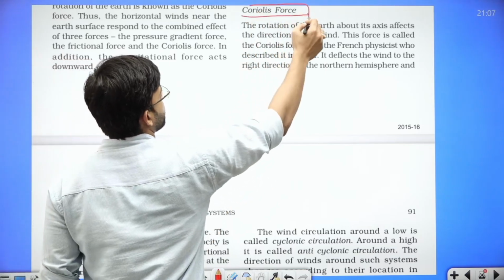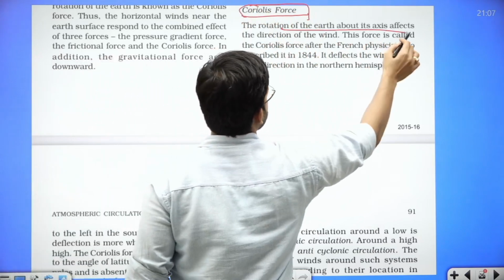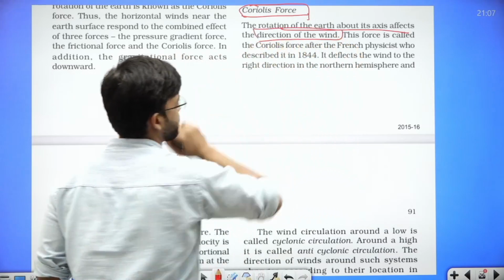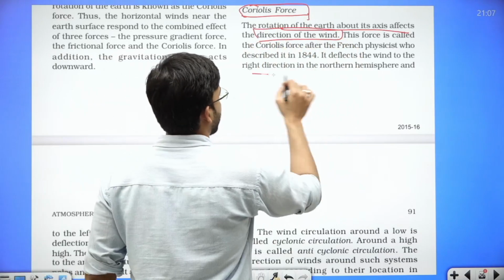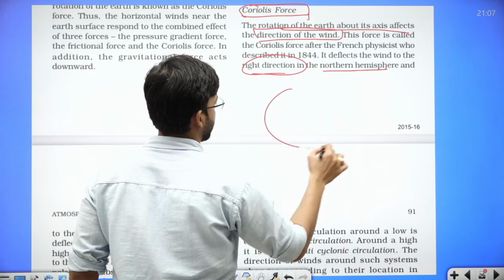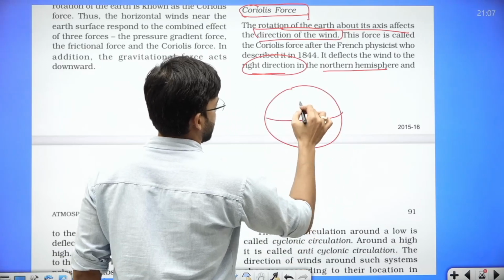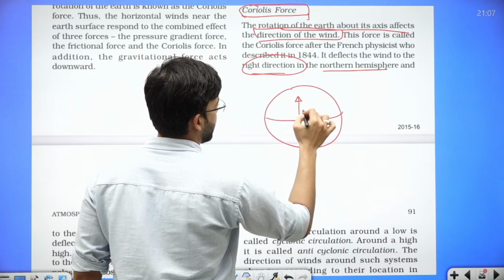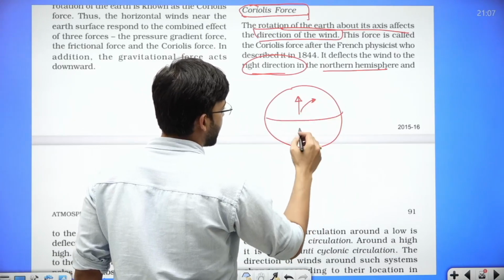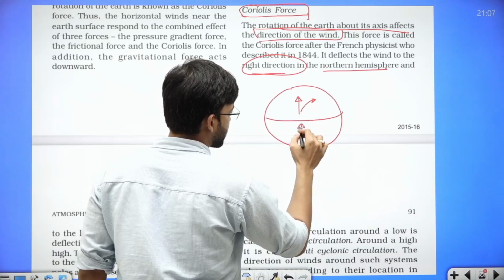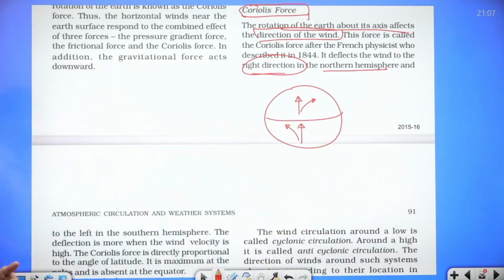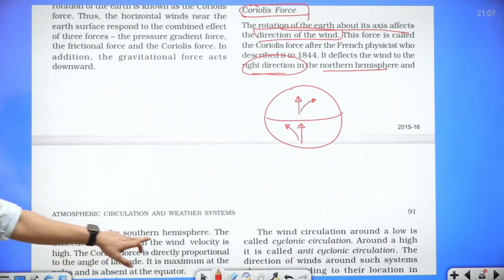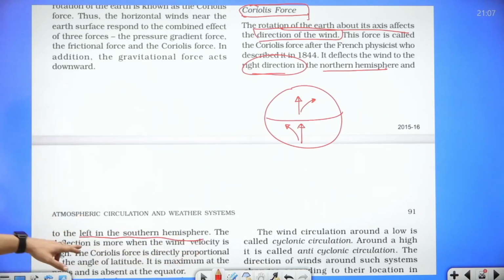The rotation of the earth about its axis affects the direction of the wind. This force is called Coriolis force, right? It deflects the wind to the right in the northern hemisphere. So if this is the direction of wind, then it deflects towards its right, and if this is the direction in the southern hemisphere, then it deflects towards its left, and to the left in the southern hemisphere. The deflection is more when the wind velocity is high.